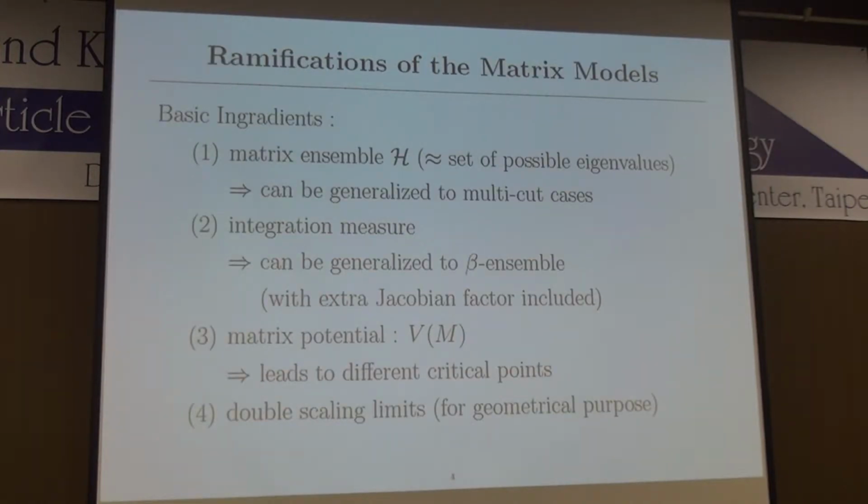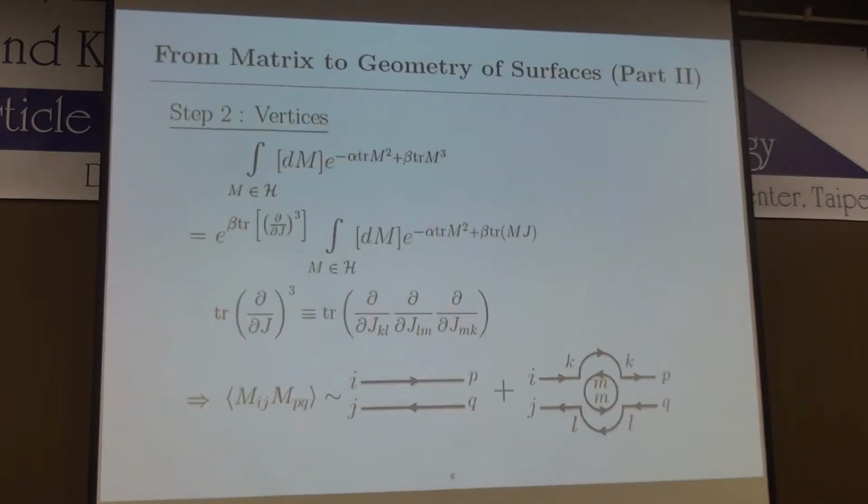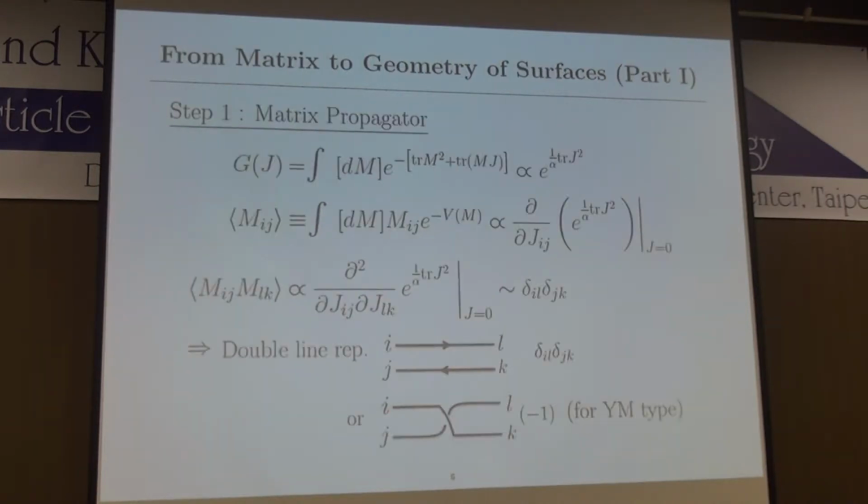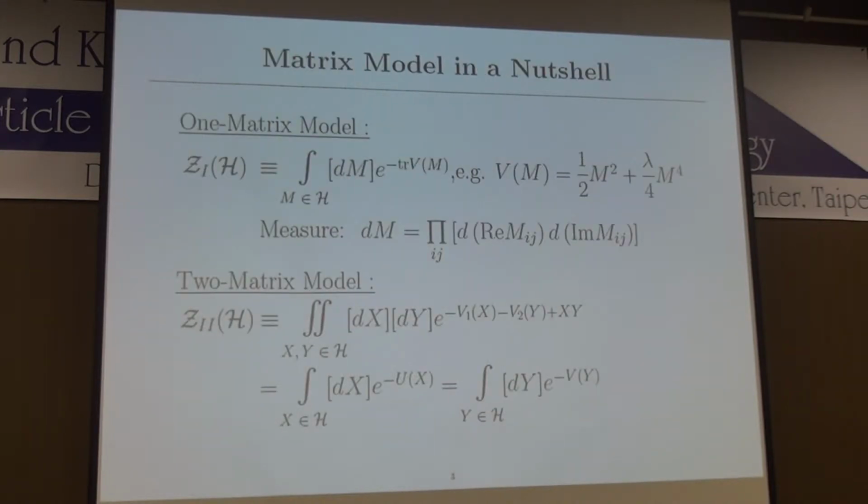There are many ramifications of matrix models that you can see in the literature and references. For example, you can modify the ensemble, which appears in the functional integrals. Here I denote the ensemble as H. So you can choose Hermitian ensembles or orthogonal matrices and so on and so forth. That could give you different physical models for either string theory or even condensed matter systems.